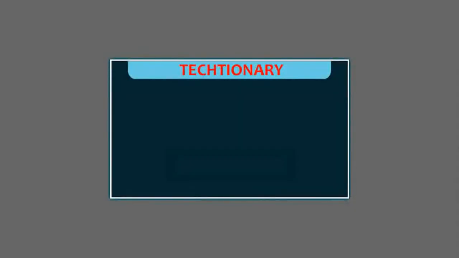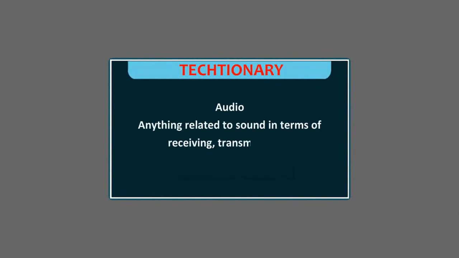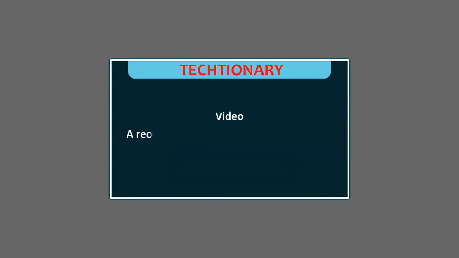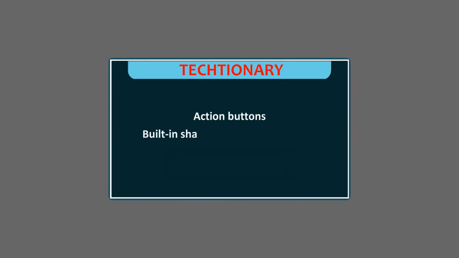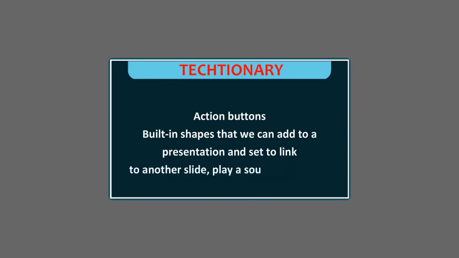Dictionary. Audio: anything related to sound in terms of receiving, transmitting, or reproducing or its specific frequency. Video: a recording of moving pictures and sound, especially as a digital file. Action buttons: built-in shapes that we can add to a presentation and set to link to another slide, play a sound, or perform a similar action.